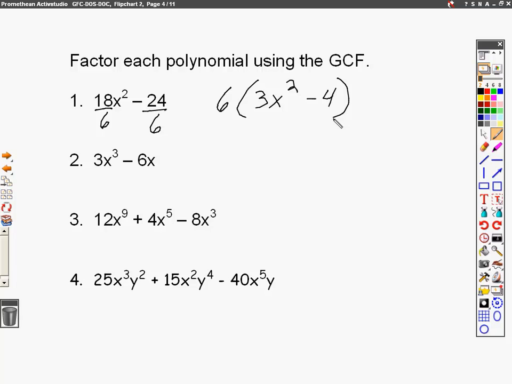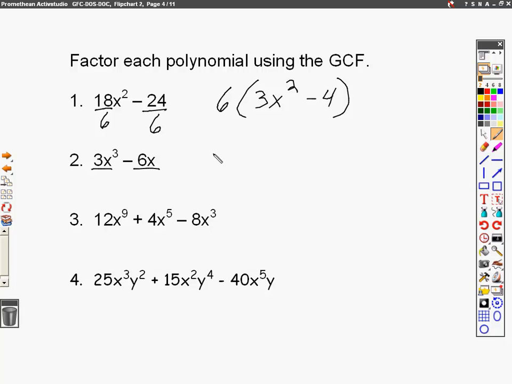Okay? And this is what it looks like to factor. What I have done is I have taken something, 18x squared minus 24, and I've separated it into its different factors. When you have something that's separated, that means that you have factored it. Okay? Now, in addition to numbers, variables can also be used for the GCF. If we look at number 2, what's the number that can divide both of those?